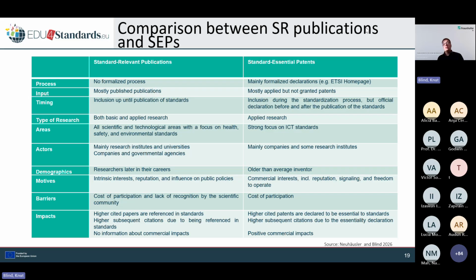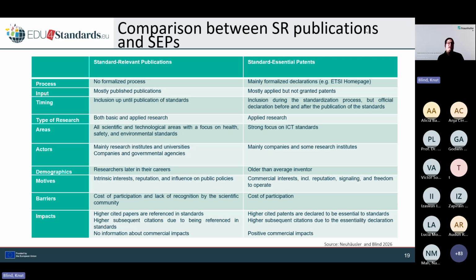In general, companies are the owners, but we also see more and more research organizations. Fraunhofer was also quite successful in the past with the MP3 technology. The people are quite older. The inventor, there's a strong commercial interest. That means there are companies like Qualcomm, which base their business model on developing patents which are referenced in standards. There might be some cost of participation, but what we know from last week is that these patents are very valuable and are getting even more valuable when they are referenced in a standard or declared to be essential. It means there are also positive commercial impacts for the companies which own these patents.